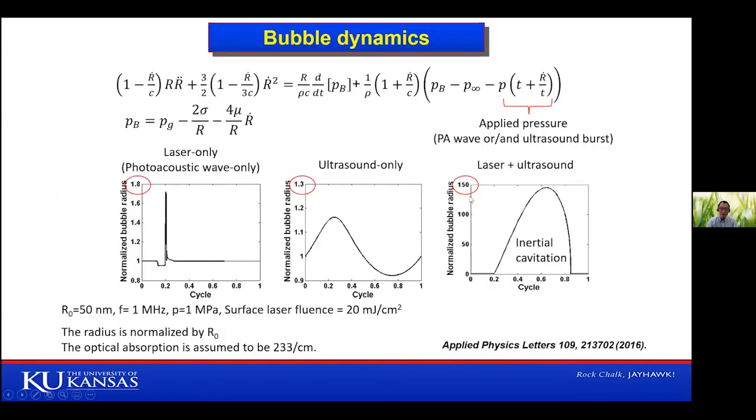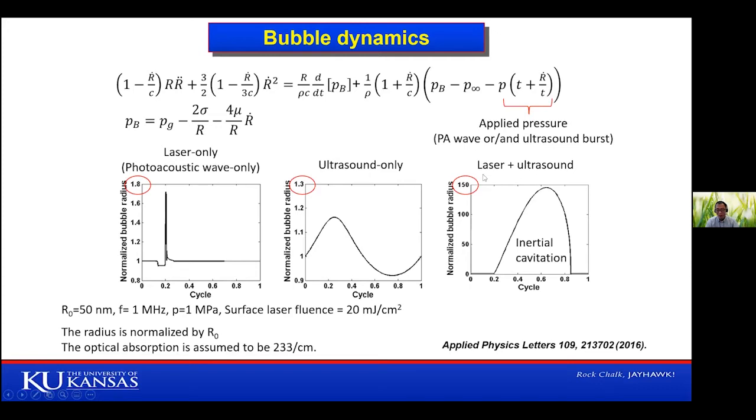So when this bubble is produced, what can this bubble do? Now we look at some bubble dynamics. This is a calculated matrix equation, one of the common equations to calculate bubble dynamics for nonlinear oscillation. Basically all we need to change here is the applied pressure part, because right now we have a photoacoustic wave. In this case, we have a plot of the photoacoustic wave and ultrasound wave together. The simulation tells us that if we only apply laser, so we only have the photoacoustic wave, and assuming a 50 nanometer bubble in the blood, the bubble's radius can increase by 1.8 times. If you only use ultrasound, the maximum bubble radius increases 1.3 times.